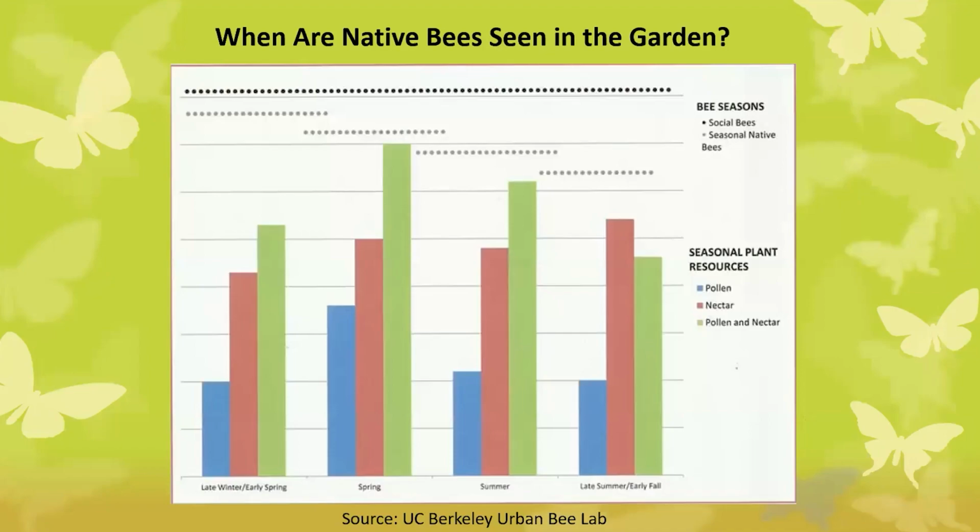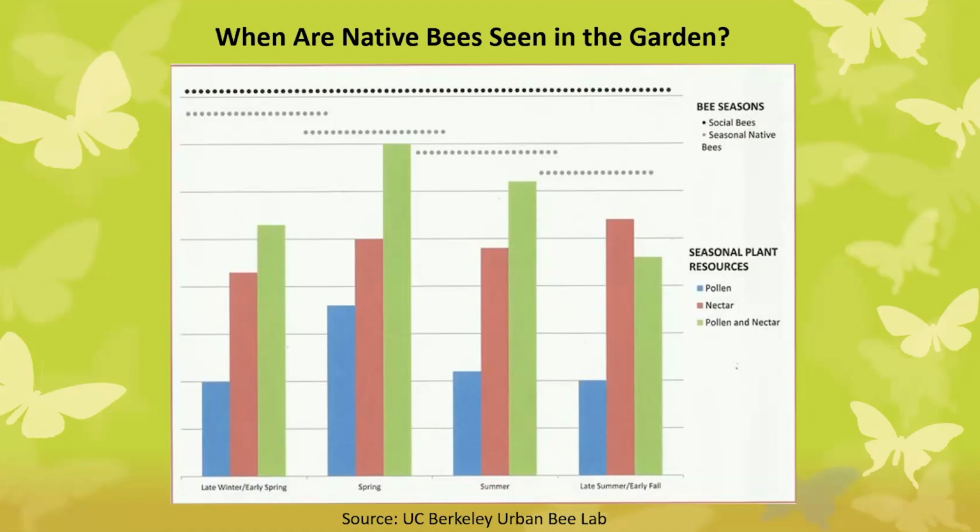So the bees we see in our gardens, the social bees, tend to be around for much of the season, many, many months. But the native bees tend to be seasonal. Some will emerge earlier, late winter, early spring. Others will emerge later, just for the spring, just for the summer, or into fall.